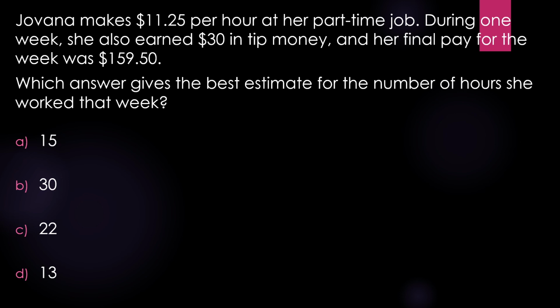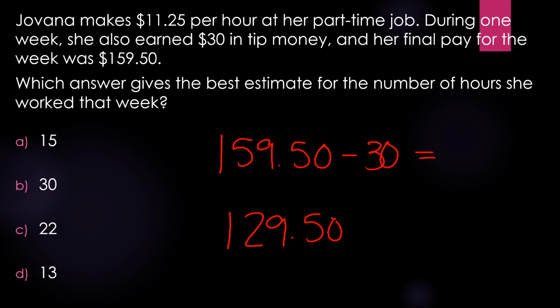We need to kind of work a little bit backwards here and figure out how many hours did she work. Well, if I were to take this $159.50 and subtract the $30 that she earns in tips, that's going to give me how much money she earned per hour for all of the hours that she worked, right? Because the money that you earn in tips is not a part of how much you earn per hour. So when we subtract this, we get $129.50.